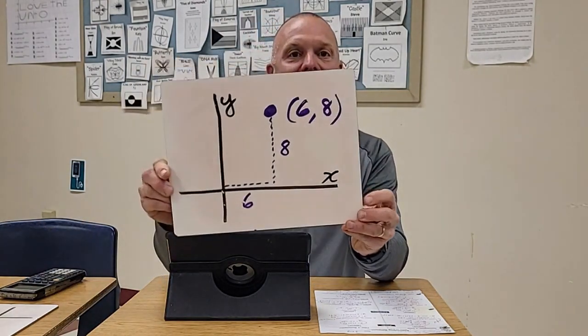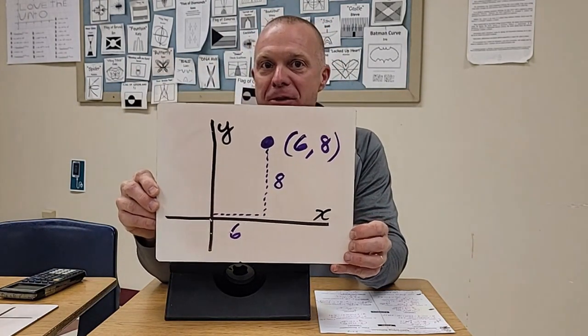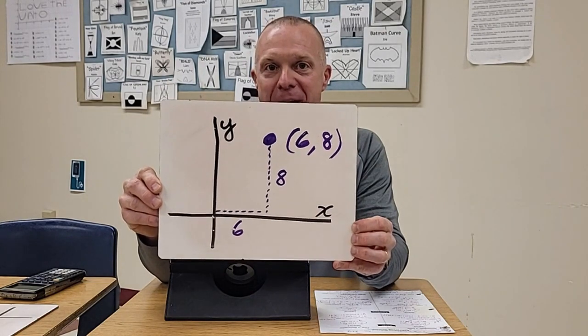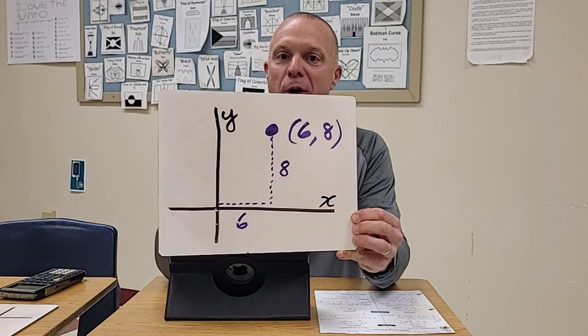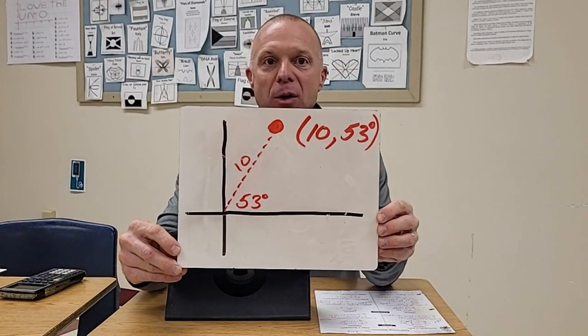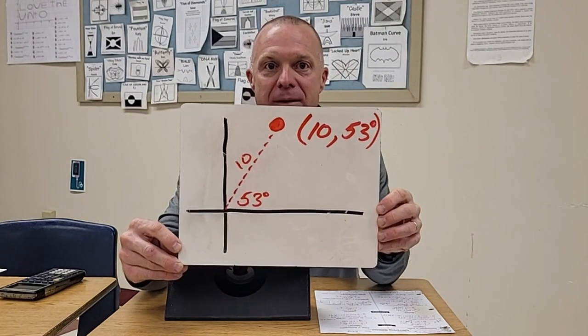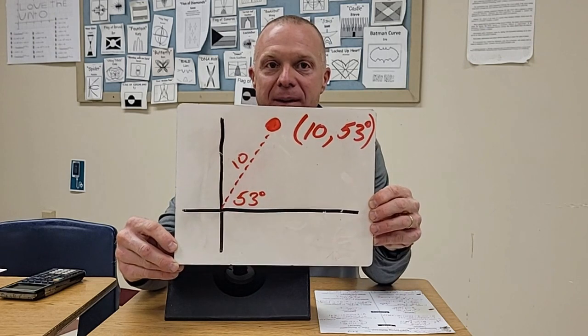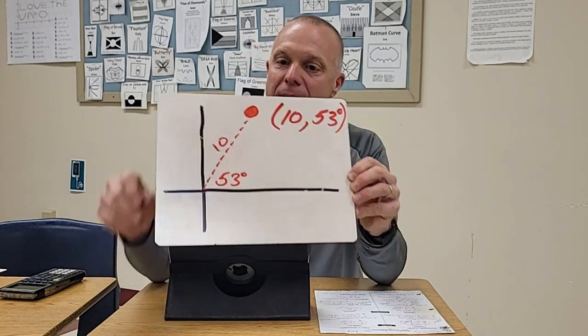You may recall at the beginning of our polar unit that we looked at a point. It was actually the point (6, 8). And we discovered that there definitely is another way to describe that location. Yes, indeed, you can describe that location using r and theta. It turned out that all we needed was a rotation of 53 degrees and a radius of 10. And of course, we had the same point.